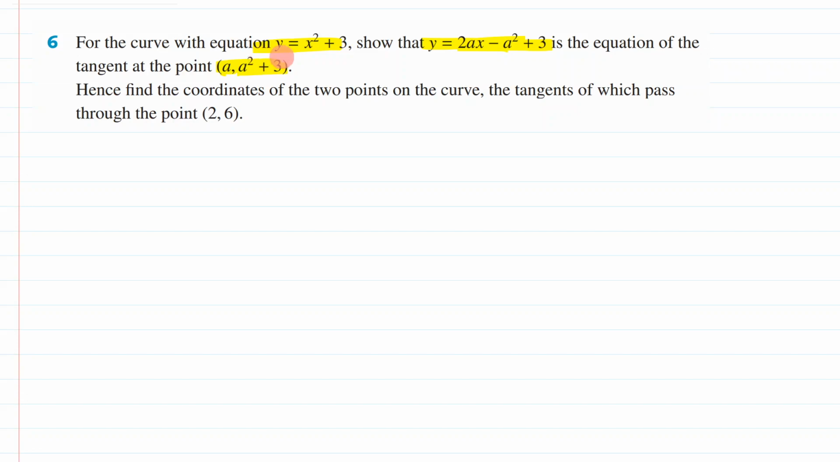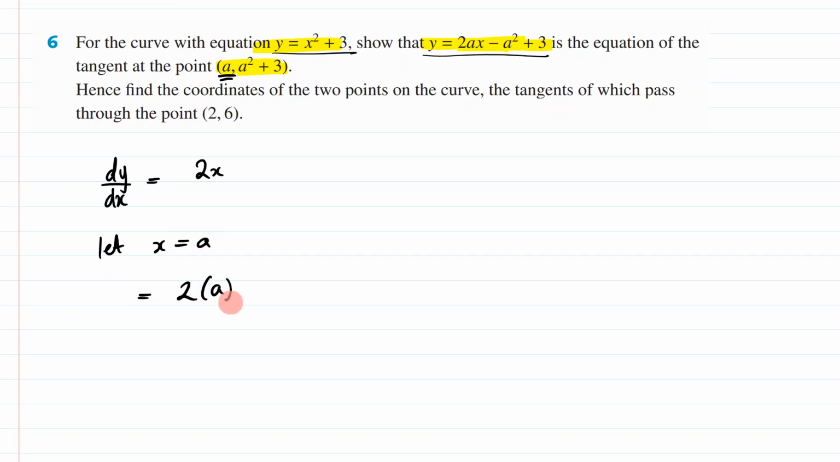Well, it's saying that we have this equation here, and it wants us to show that this is the equation of the tangent. What do you think the first thing we're going to do here is? We're going to differentiate this thing right here, and that's going to leave me with 2x. If I'm trying to find the tangent at the point A, that means it's when x is equal to a. So let x be equal to a, which means I'm going to get 2a. Therefore, the gradient is going to be 2a.